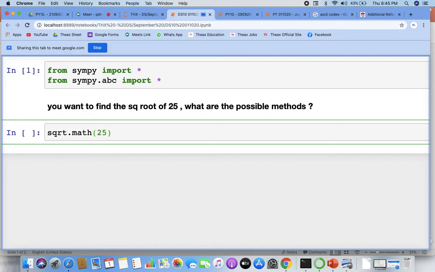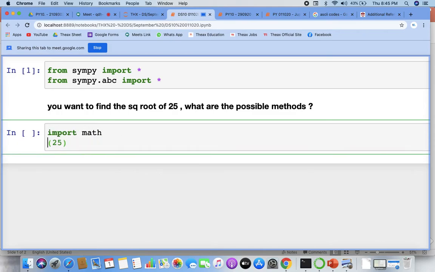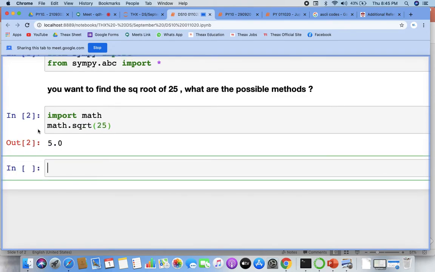Use sqrt of what? Of 25. sqrt of 25, like this. No, math.sqrt. So math dot this, or is it sqrt dot math? First you have to import math, sir. Very good. Import math. math.sqrt of 25. Next option.